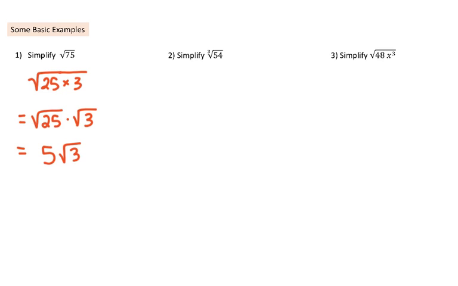Now you might say, how did I know to break it up into 25 times 3? I could see it, but there are other ways you can do it. This is called breaking it up into the product of prime factors. Divide by 2, no. Divide by 3, that's a prime number. 3 goes into 75 25 times, and 25 is just 5 times 5. So I could have written 75 as 3 times 5 times 5.